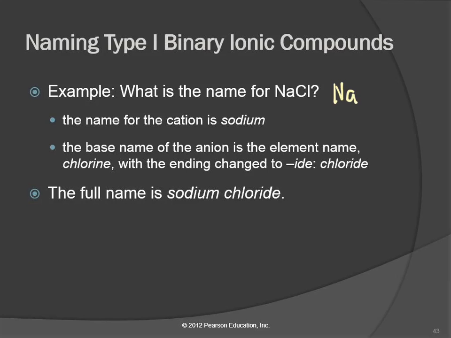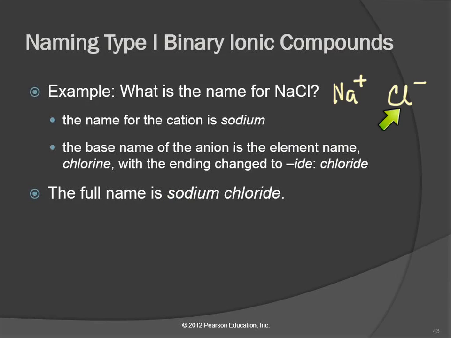Sodium has what charge? There's the periodic table. +1. And chlorine has what charge? -1. So to name this, we look at this first element and we ask, well, what's the name of that ion? Well, it's just sodium. Sodium is in group 1A, and so it always forms a +1 ion, and so it doesn't need anything else, and so that's sodium. Okay.